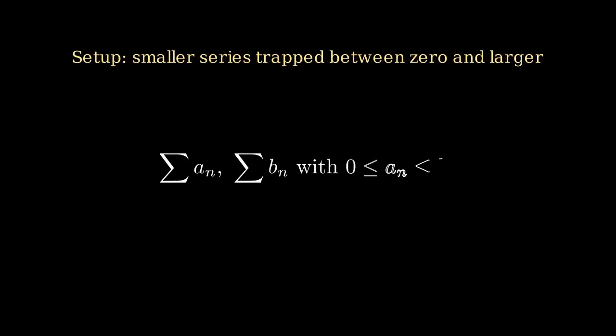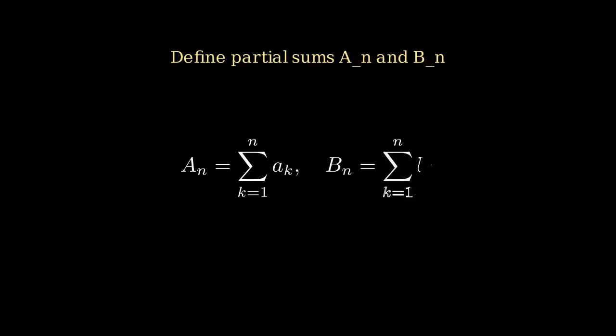Say we have two series, a smaller one and a larger one, and every term of the smaller series lies between 0 and the matching term of the larger series. Define the partial sum of the smaller series up to some number n as the sum of its first n terms. Define the partial sum of the larger series the same way, up to that same number n. Because each term of the smaller series is less than or equal to the matching term of the larger series, adding up term by term tells us the partial sum of the smaller series is always less than or equal to the partial sum of the larger series.